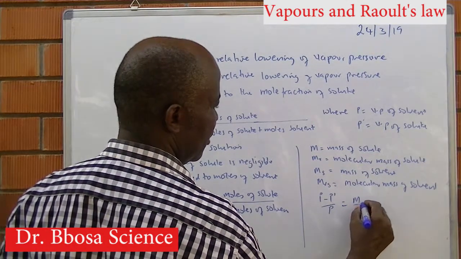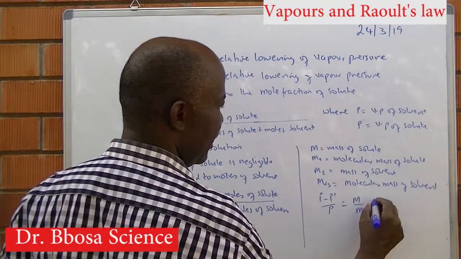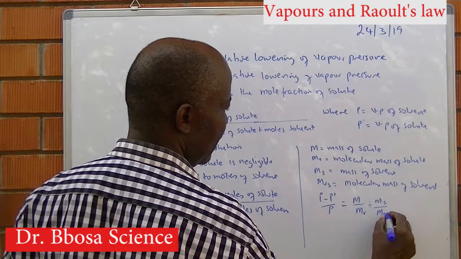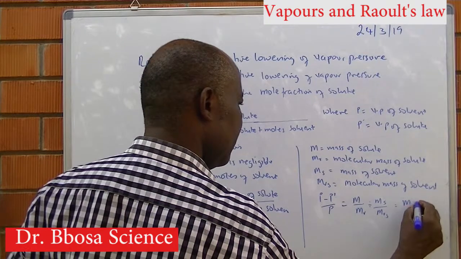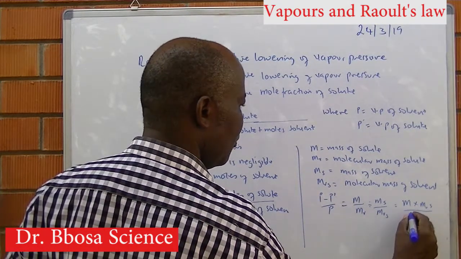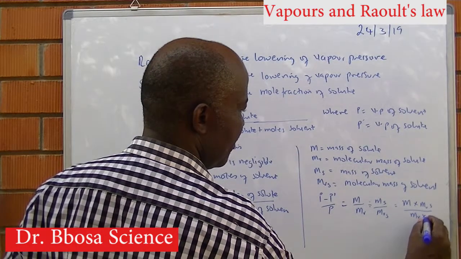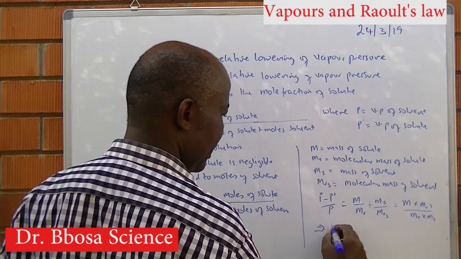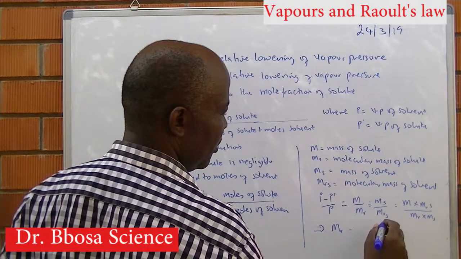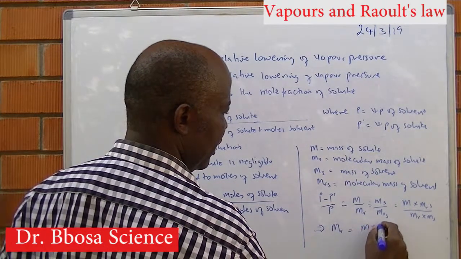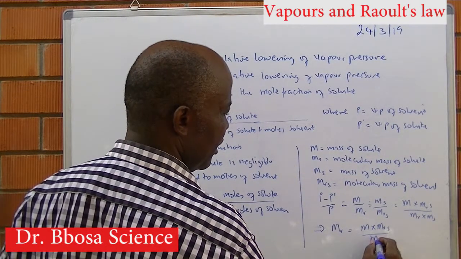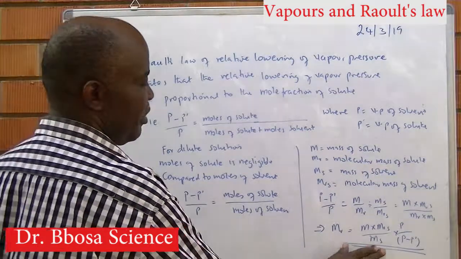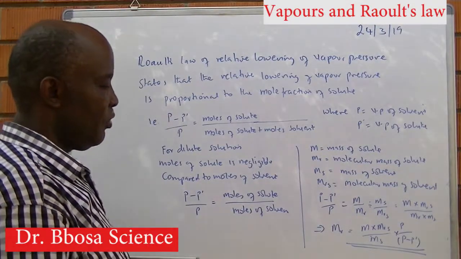M over MR divided by MS over MRS, which is the same as M times MRS over MR times MS. Or it implies that, making MR the subject, MR is equal to M times MRS over MS times P over P minus P dash. This expression can be used to determine the molecular mass of a solute.